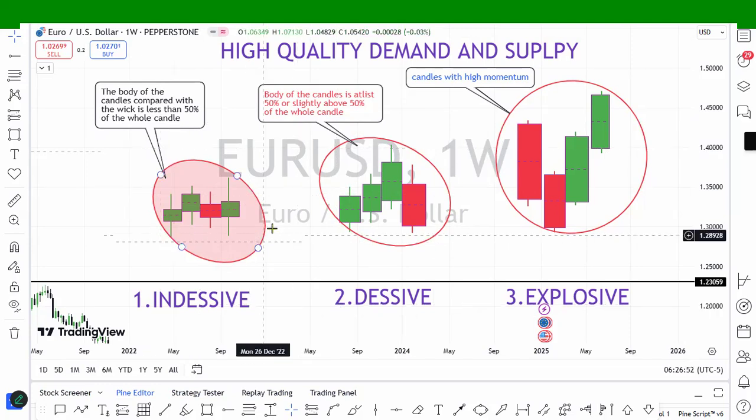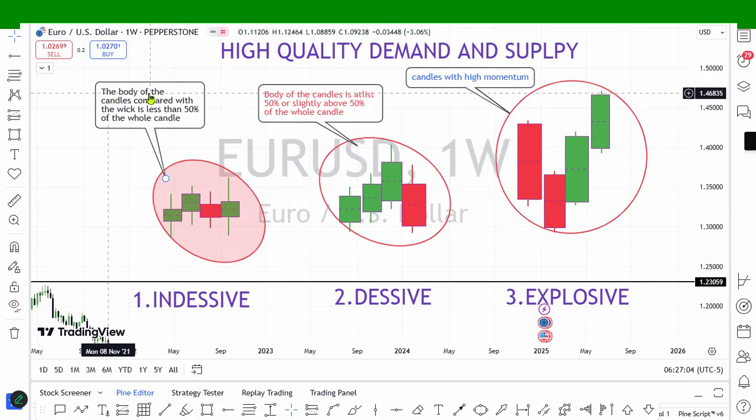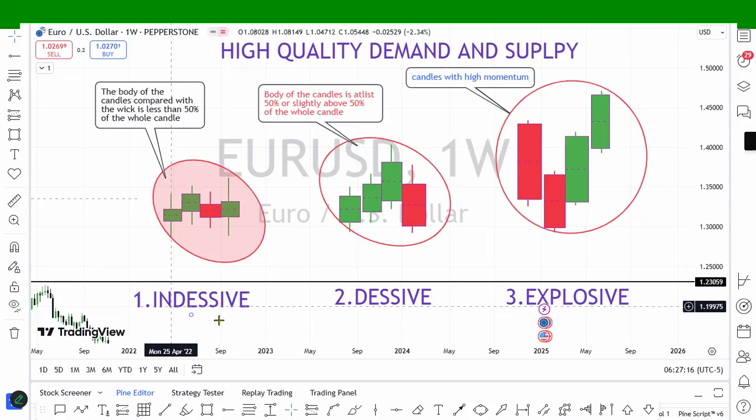On your zone of interest, you need to see at least what you call indecisive candles, candles whose behavior, the character of these candles, as you can see here, the body of the candles compared with the wick is less than 50% of the whole candle. As you can see, we have bigger wicks than the body of the candles here. These are what we call the indecisive candles.